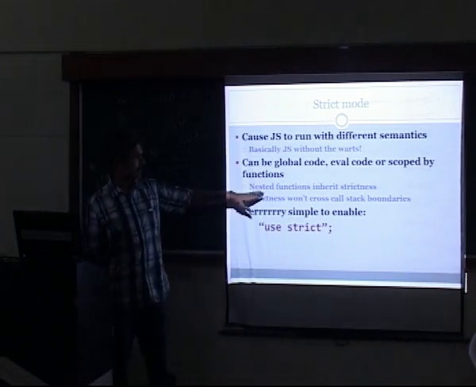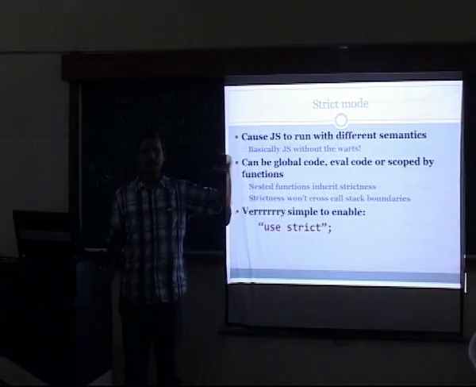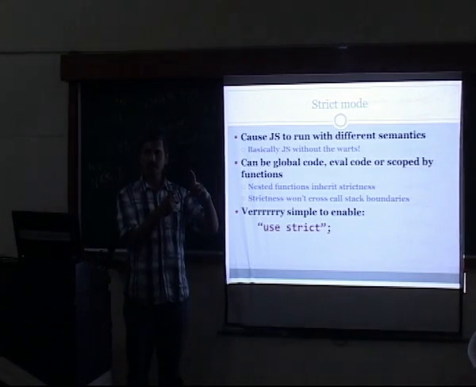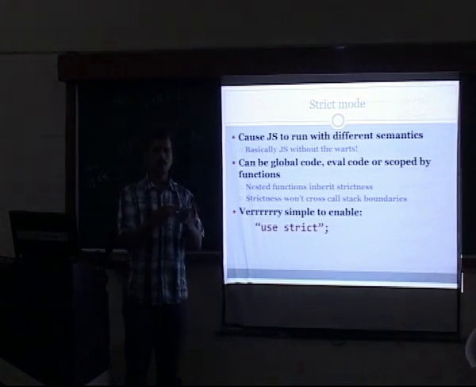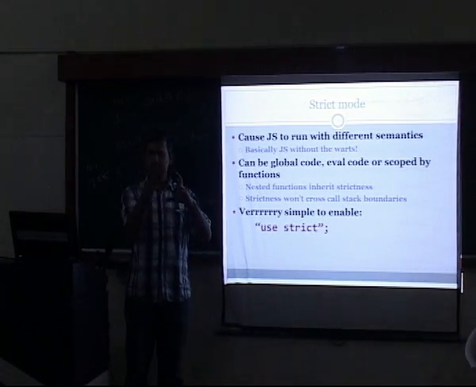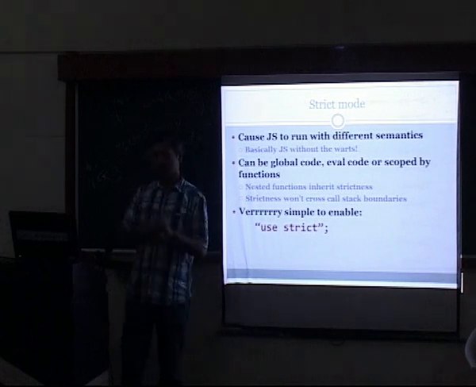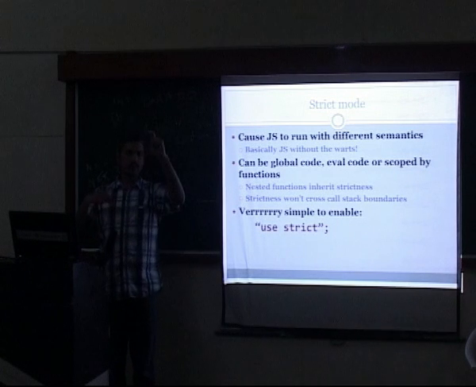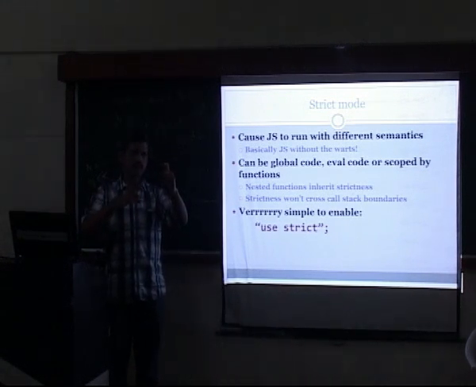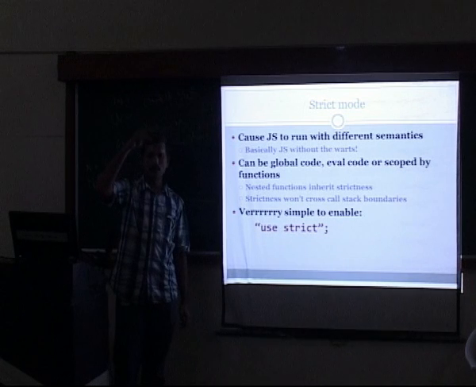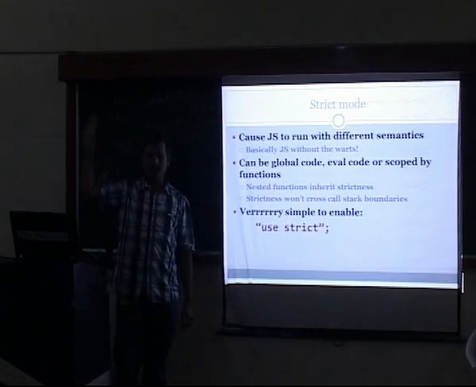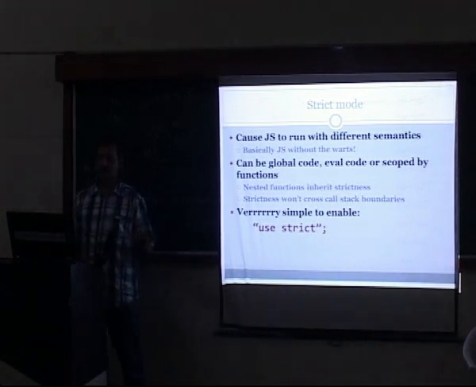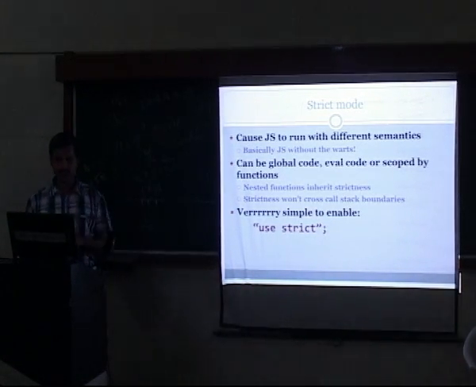Some interesting things: nested functions inherit strictness. So if you create a function, say useStrict, and you define a function inside that function, whether you say use strict inside that function or not, it is strict. Strictness won't cross call stack boundaries, which might be as expected. If function B is strict, but calls function A, which is non-strict, function A will run as non-strict and function B will run as strict. So it won't cross call stack boundaries, which I think is correct. So that's the syntax.